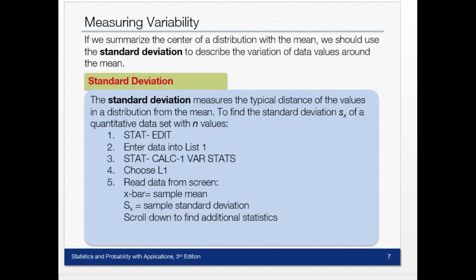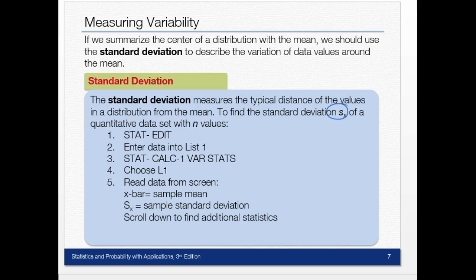Now, we're going to do this real easy in the calculator, but first let's talk about the third measure of variability. If we summarize the center of a distribution with the mean, we should use the standard deviation to describe the variation of the data points around the mean. The standard deviation measures the typical distance of the values in a distribution from the mean. To find the standard deviation, and we use the symbol Sx, of a quantitative data set with n values.